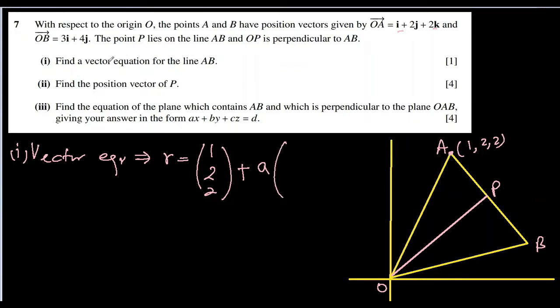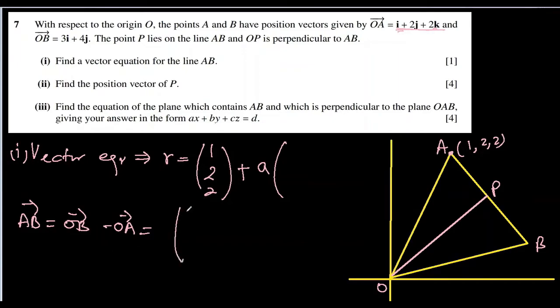Then we need a parameter, let's call it A, and then we need a vector AB, right? That's what they're saying. Equation of the line AB. So AB should be the one. So let me write vector AB somewhere here, which will be OB, the head minus the tail. They have given algebraic format in IJK format, but I'm using column notation.